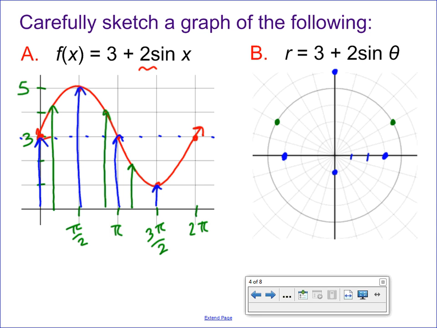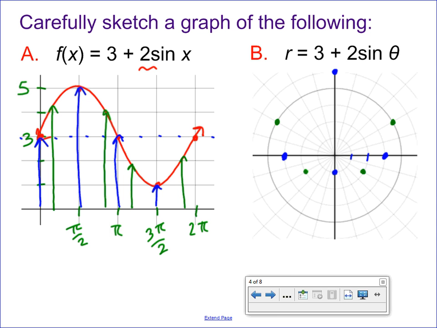Sine of 7 pi over 6 is negative 1/2, times 2 is negative 1, plus 3 is positive 2. So here we go. 1, 2. And here's our 11 pi over 6. The sine of 11 pi over 6 is negative 1/2, times 2 is negative 1, plus the 3 is positive 2, again in the 11 pi over 6 direction. So right here. There we go. And now we start to see it piece together.